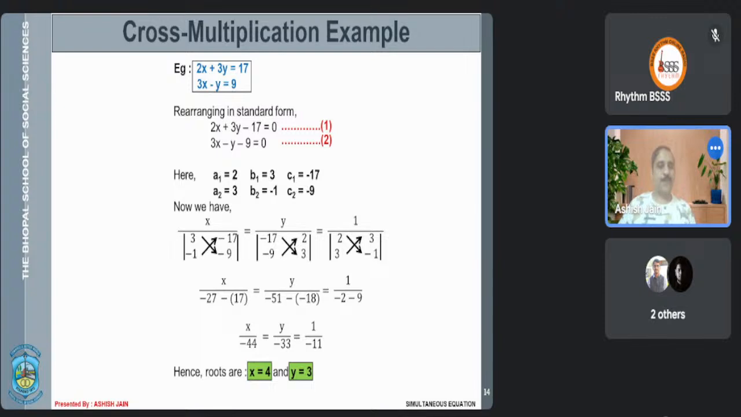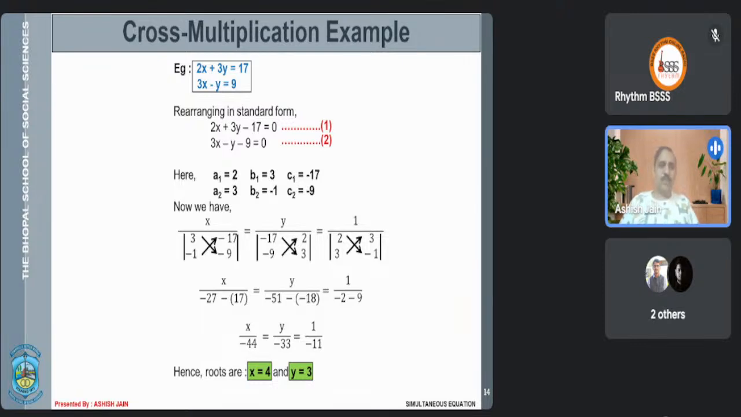We have written that in a bracket. Similarly, y is equal to minus 17 into 3, which is minus 51. Put a minus sign inside the bracket. Minus of 9 into 2, which is minus of 18. And 1 upon minus 2 into minus 1, which is minus of 2. Minus of 3 into 3, which is 9. So it's minus 2, minus 9. On solving further, we have the value of x as minus of 44, value of y minus of 33, and 1 upon minus of 11. That means the value of x is equal to minus 44 upon minus 11, which is 4. Value of y is equal to minus 33 upon minus 11, which is 3.